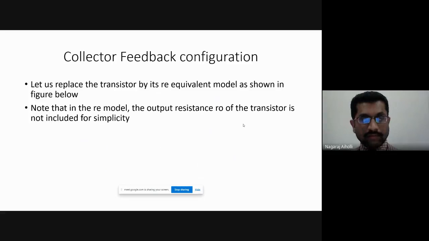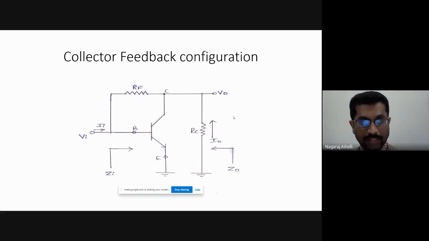Now we'll draw the RE model. If you want to draw the RE model, this diode, this PN junction is replaced by beta RE, because as a common emitter amplifier, the beta is applicable here. The beta will be coming into picture here. If it is common base configuration, then it is alpha. If it is common emitter and common collector, it will be beta, right?